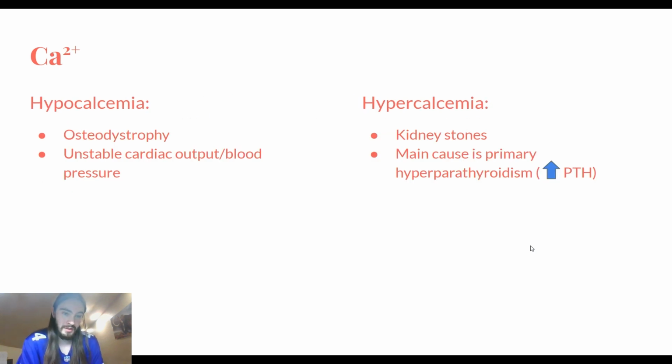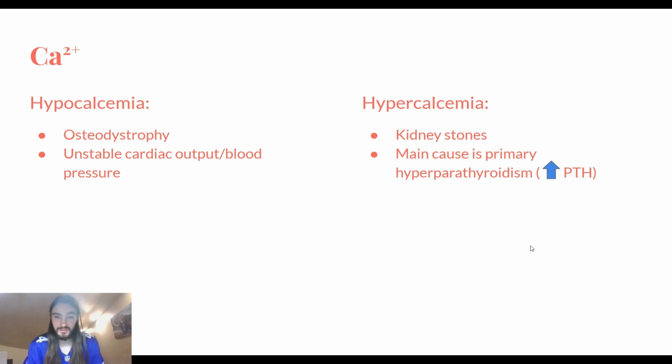Hypocalcemia, low calcium, can be seen causing osteodystrophy. Osteodystrophy being abnormal changes in growth and formation of bones. It can also cause unstable cardiac output and blood pressure.